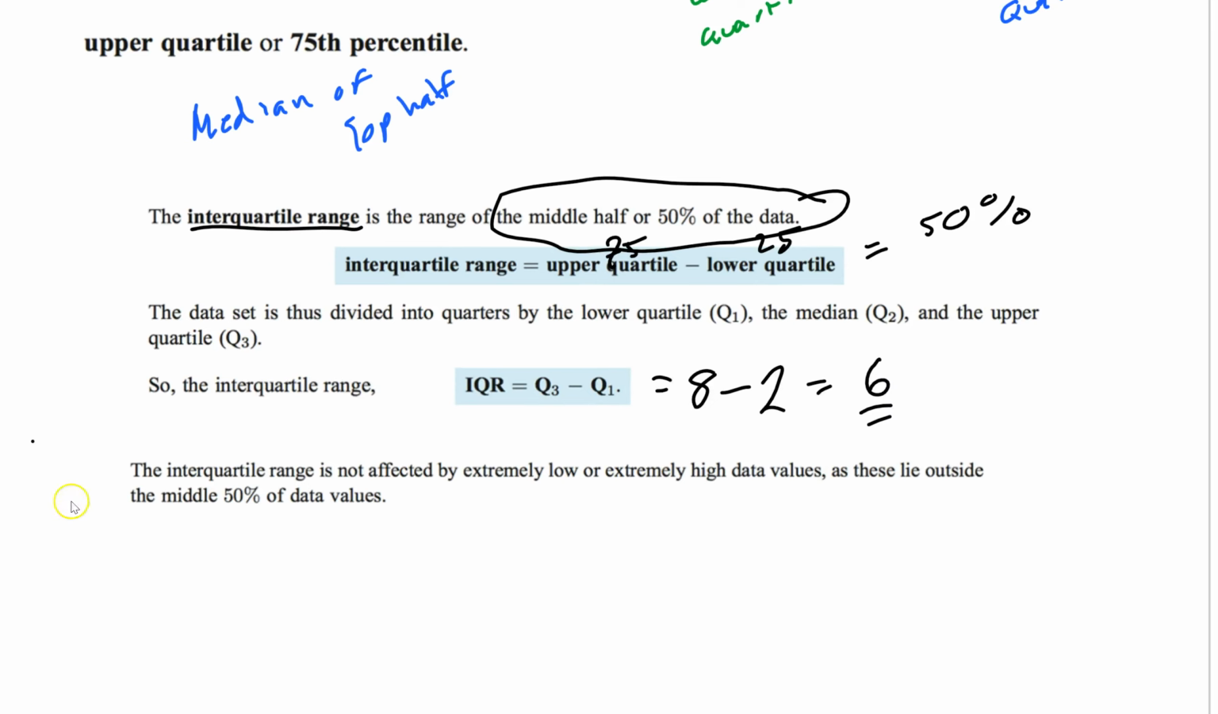A little something about IQR: it's not affected by extremely high or low values because it's just the middle 50. So if you have an outlier that's really high or an outlier that's really low, it's not going to affect the IQR. IQR is just the nice middle. So it gives you a good idea of where most of your data falls.